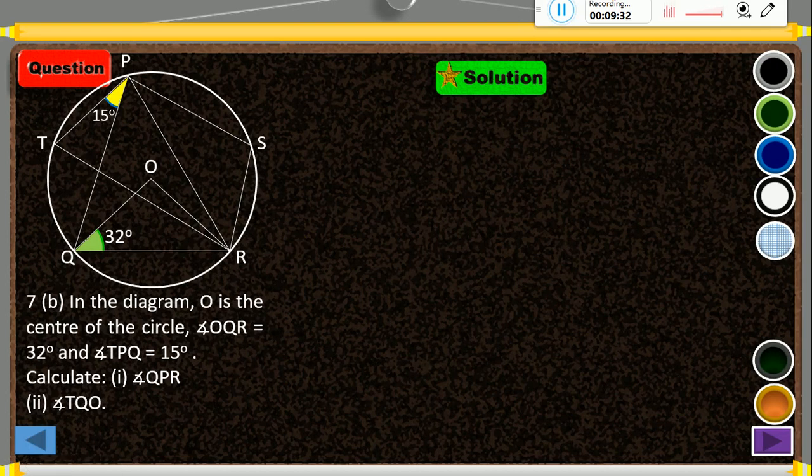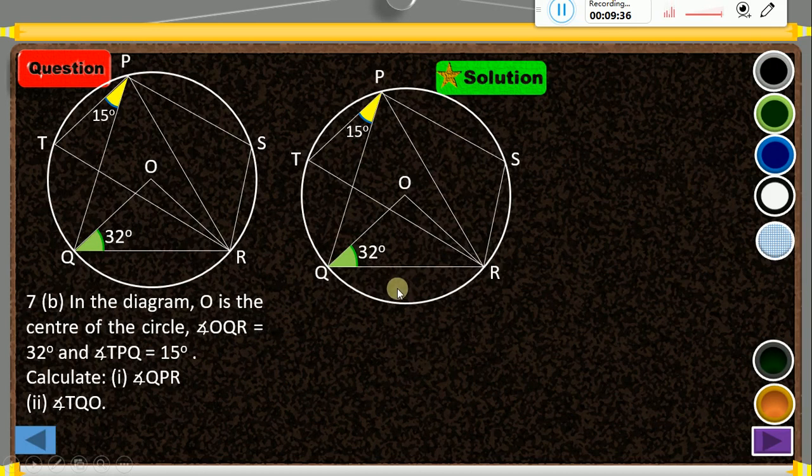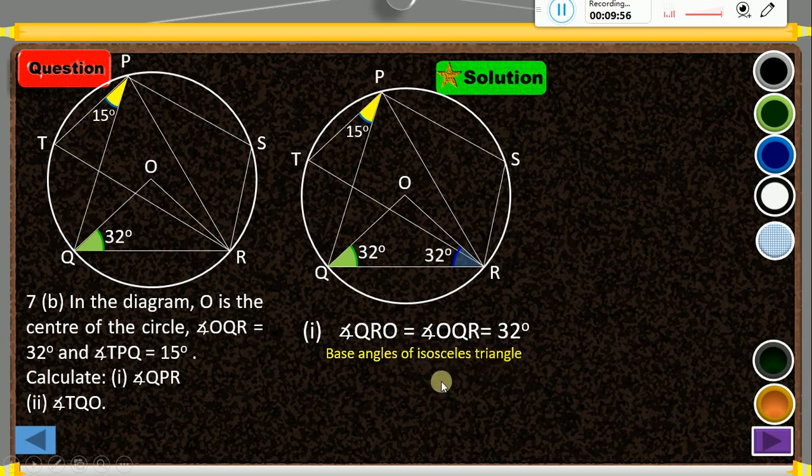Now, number 7b is on circle geometry. So now, that's the diagram here. We need to add some things to be able to solve this question. One of the angles we need to get is this angle, base angles of isosceles triangle. This is radius and this is radius. So we have this is equal to 32 degrees, base angles of isosceles triangle.